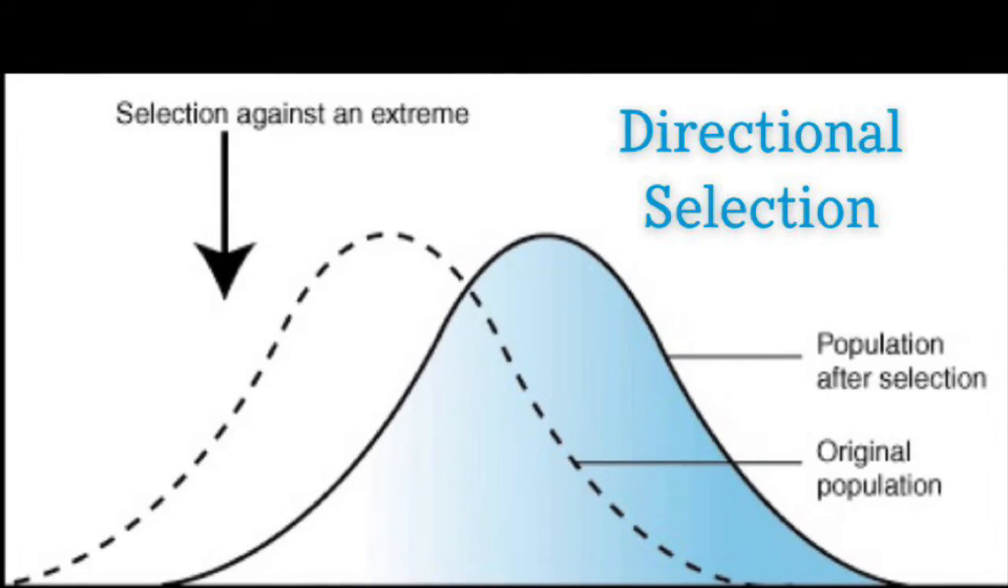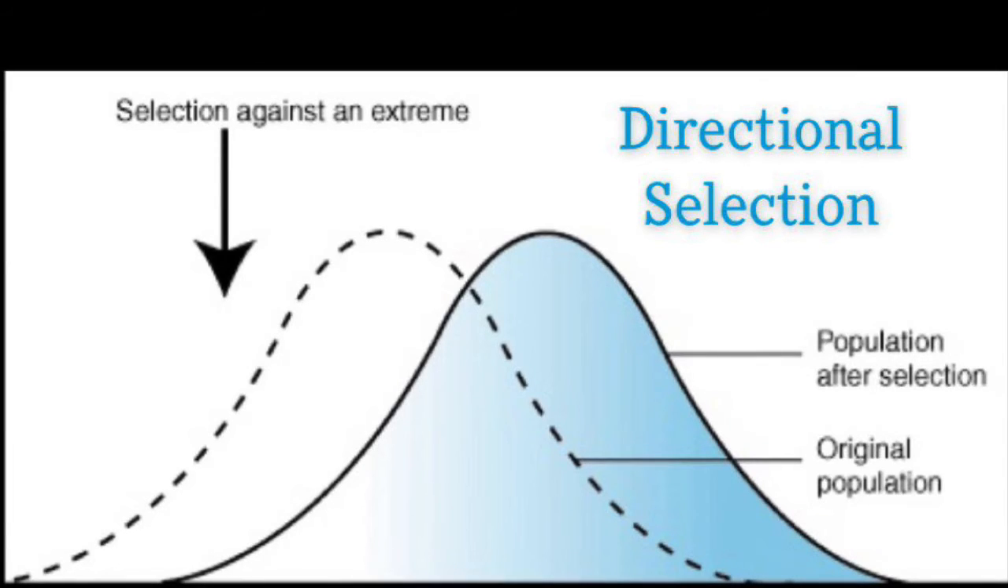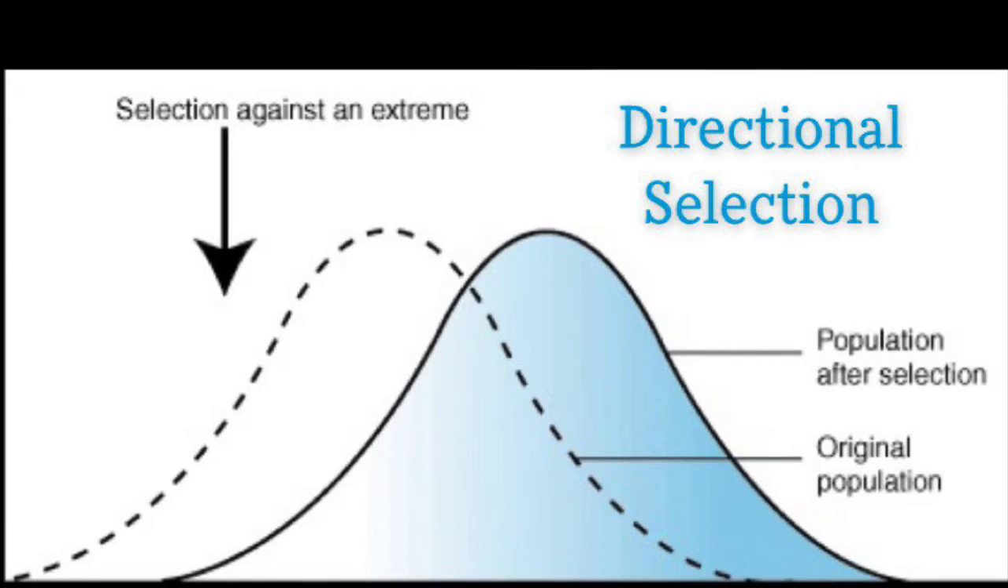First, let's look at directional selection, which is when natural selection changes the average value of a trait. This occurs when conditions favor one extreme phenotype, and this can sometimes decrease genetic diversity. When looking at the graph, we can see that the curve showing the population after selection has either shifted left or right of the curve showing the original population. In this example, we can see that the curve showing the population after selection has shifted right, showing an increase in the average value of the trait.